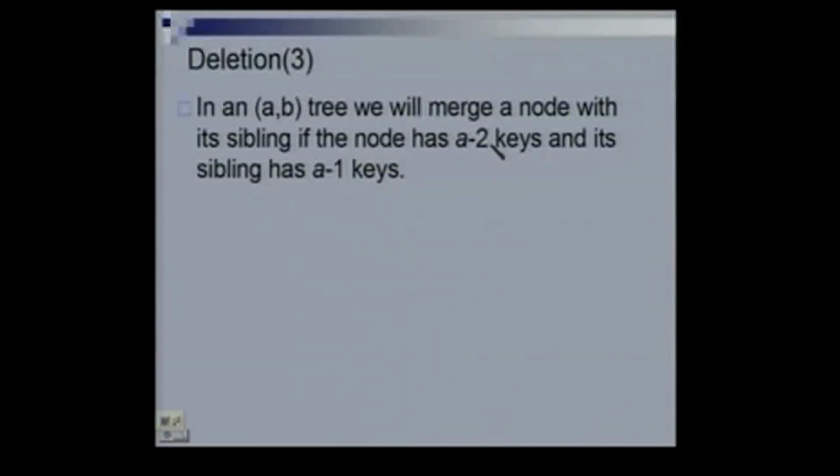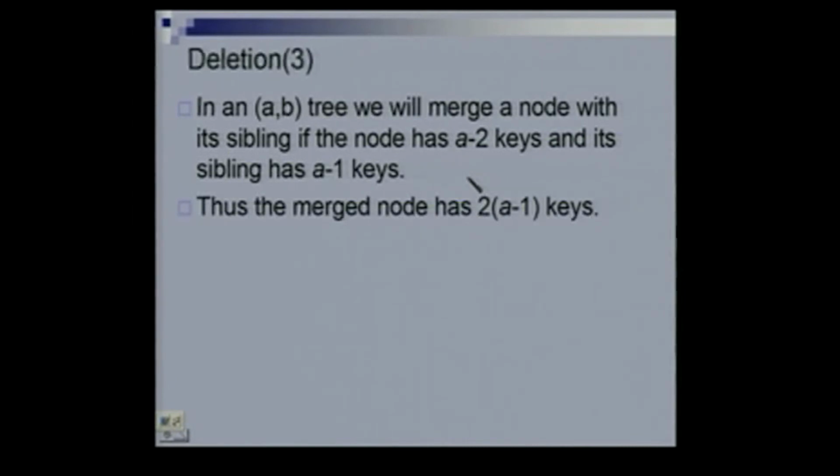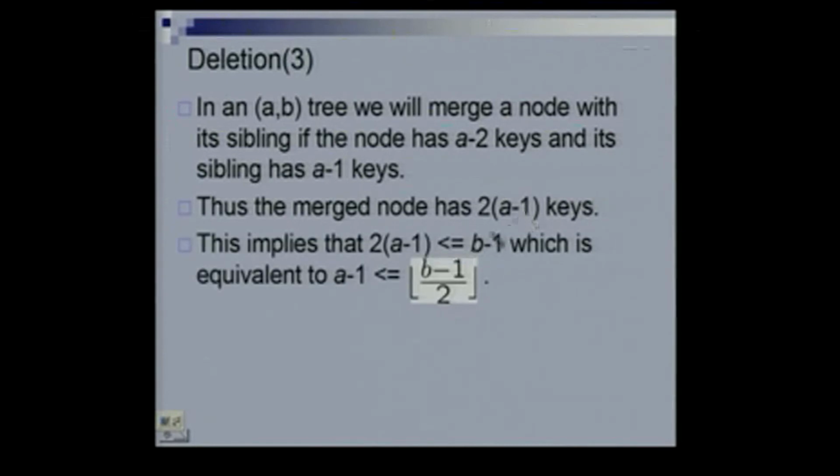So after merging, how many keys will the new node that gets created have? The sum of these two plus 1. Why plus 1? One came down from above. So it will have 2a minus 1 keys. Now, 2 times a minus 1 had better be less than b minus 1. This is the same as saying that a minus 1 had better be less than (b minus 1)/2.